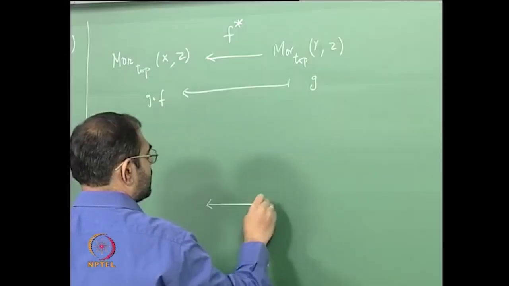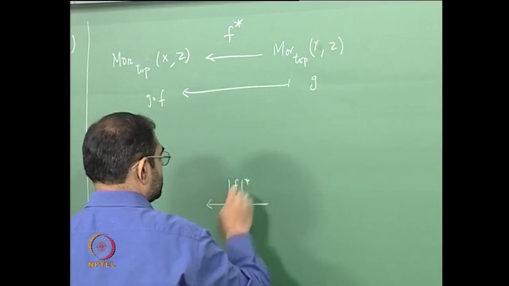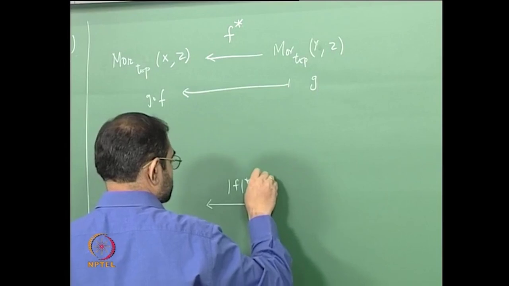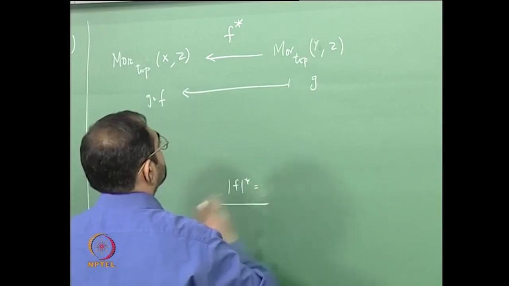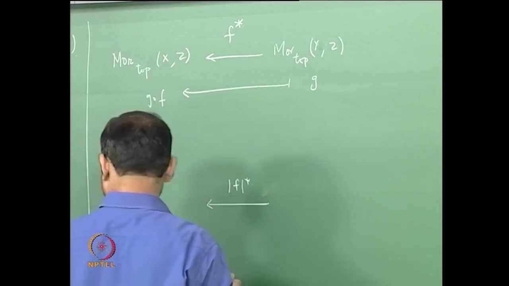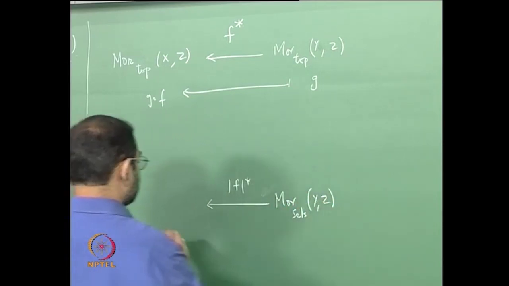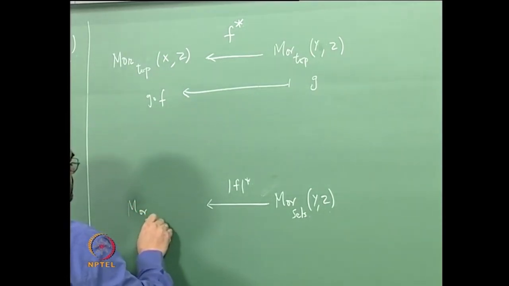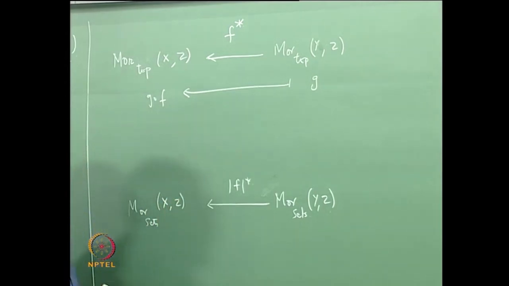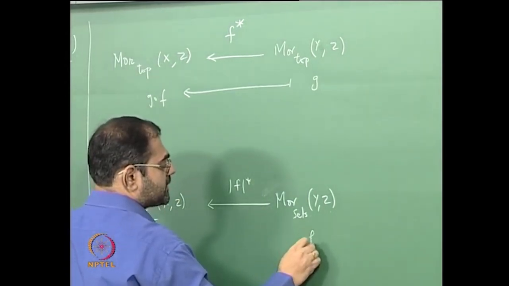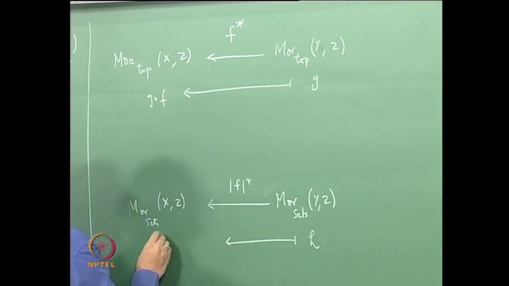So you have mod f star, which is the same as, well, probably I should not say mod of f star. So this mod f upper star will go from morphisms as sets from y to z to morphisms as sets from x to z. Give me any h, it will send h to h circle mod f. This is what I'll get. Okay, this is my map.